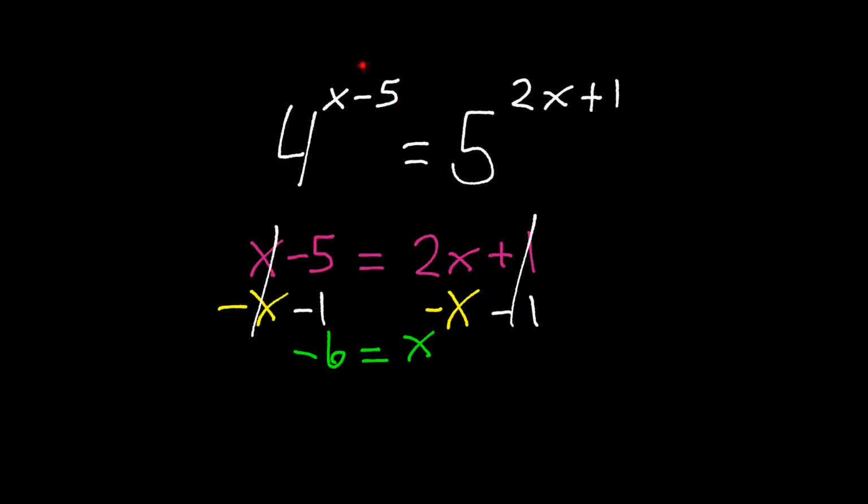Because if I put -6 in here, -6 minus 5 is -11. So we have 4 to the negative 11th power equaling, and if I put -6 here, we're going to get 2 times -6, which is -12, plus 1, which is -11. So we get 5 to the negative 11th power. And while their exponents are the same, their values are not. 4 to the negative 11th power is not the same thing as 5 to the negative 11th. So these two do not equal each other, and this did not work.